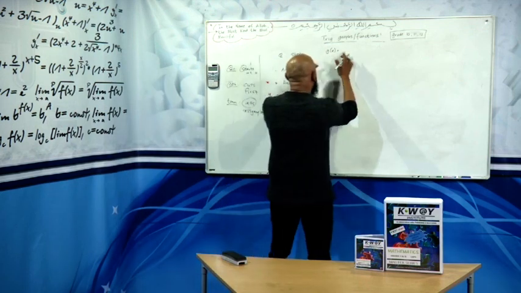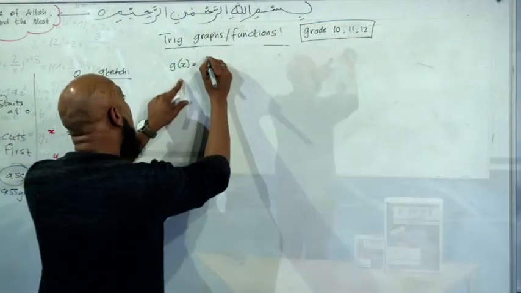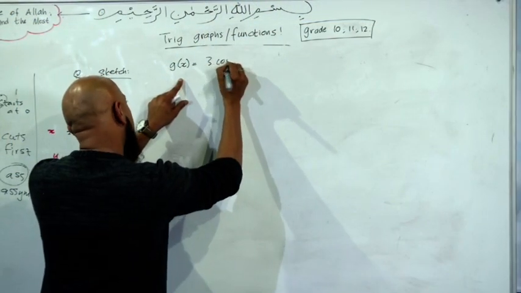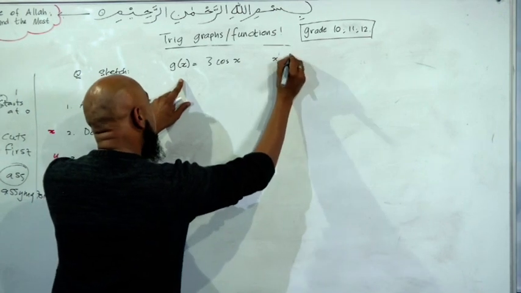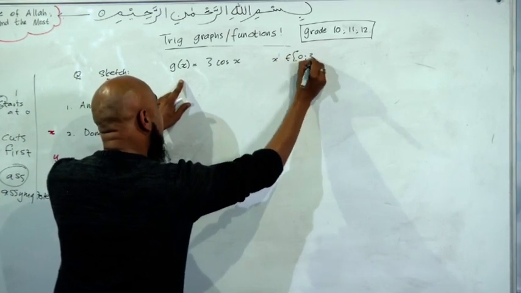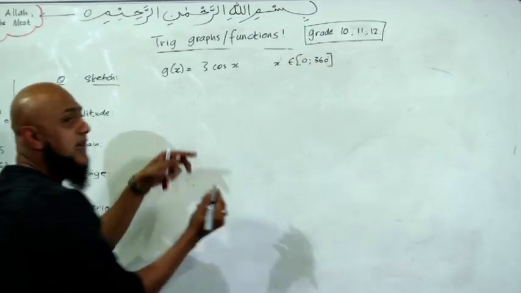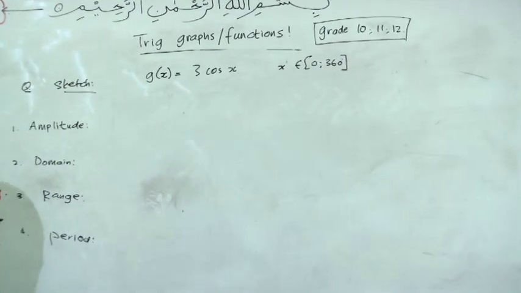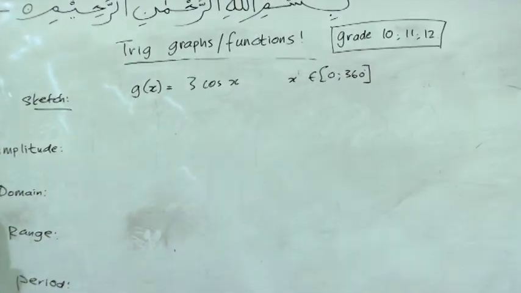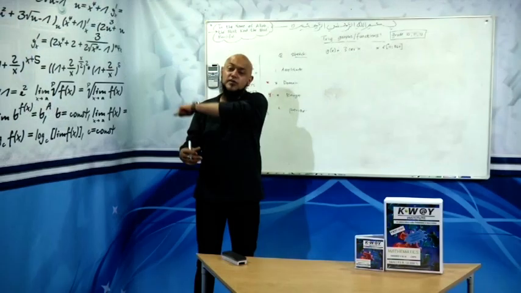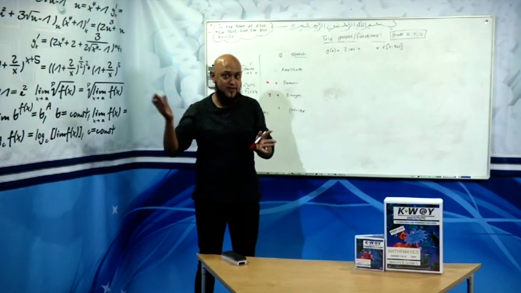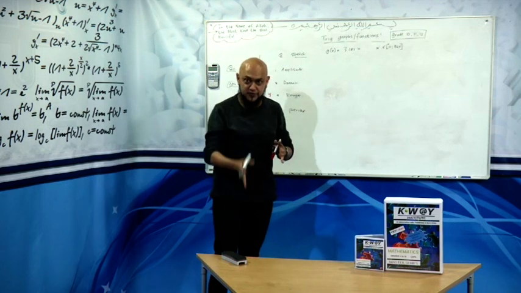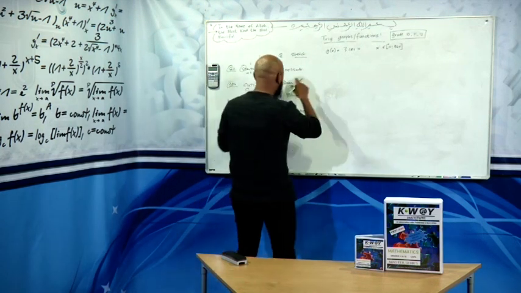Right. So g of x, the function, is given by 3 cos x, for x being an element of 0 to 360. Now you all might be asking, what if the graph was from minus 360 to plus 360? No problem. Just extend it to the negative and continue the pattern on the opposite side. But remember, your graphs always start from your y-axis, so pay attention.